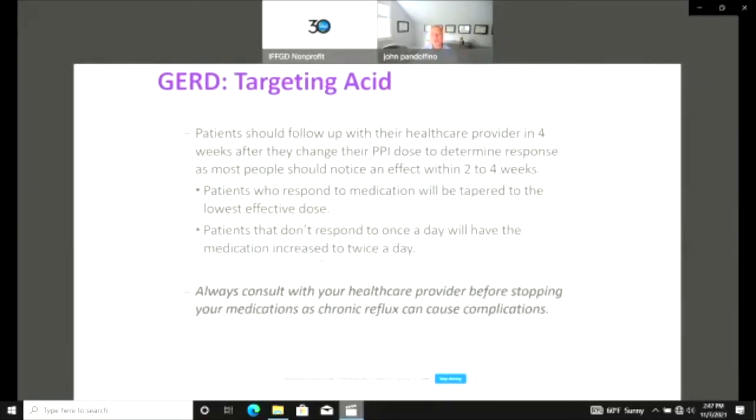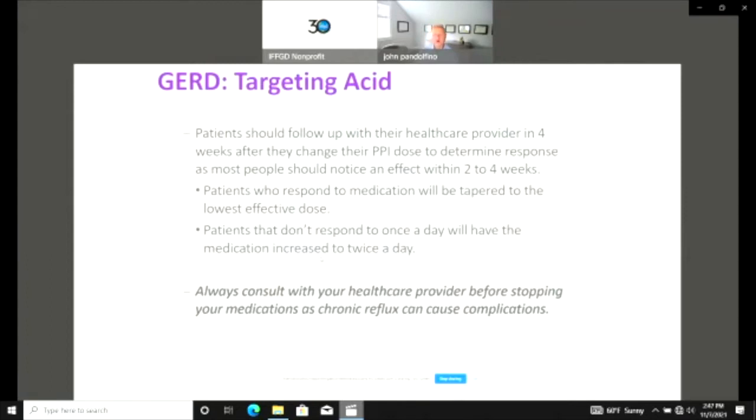Now, it's really important too to make sure that patients follow up with their healthcare provider in 4 weeks, because most people will notice an improvement in their symptoms. And if they're not really improving in 4 weeks, you can use that opportunity to stratify or augment them in terms of their PPI dose and try to improve their compliance and adherence to that dose.